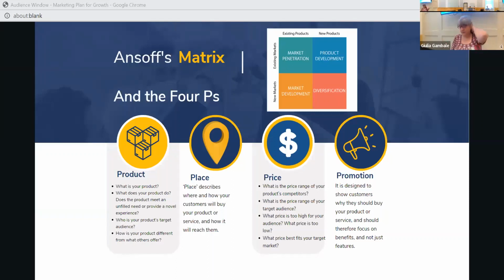And then the last but not least is new markets and new product. Whole new world for everything and everybody.